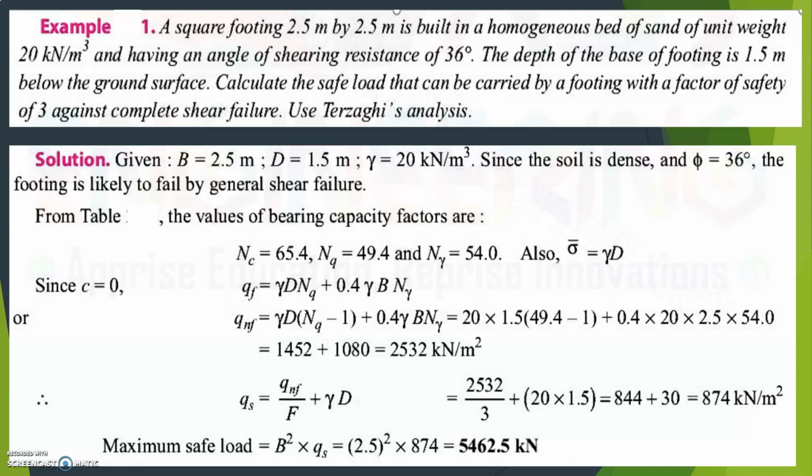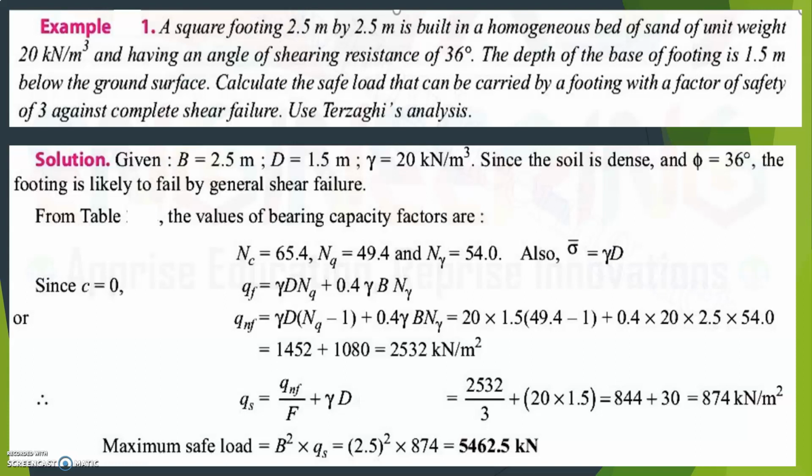And one more thing, here there are 3 types of failures. I have explained in the previous class, that is general shear failure, local shear failure and punching shear failure. Local and general shear failure we usually use. Punching shear failure problems are very few. Now for general shear failure, always remember, if phi is equal to or greater than 36 degree, you can consider general shear failure. If phi is less than 28 degree, then you have to consider local shear failure.